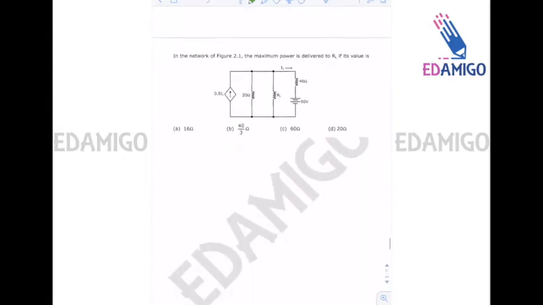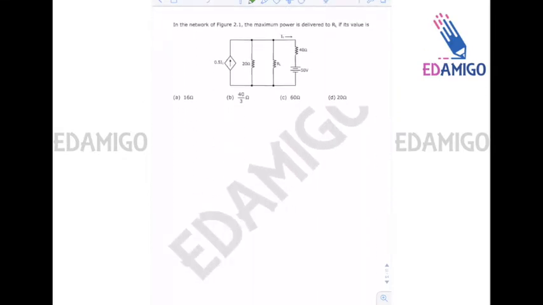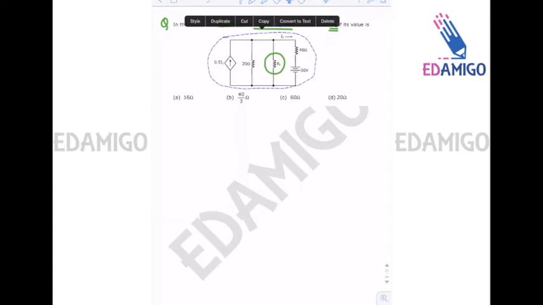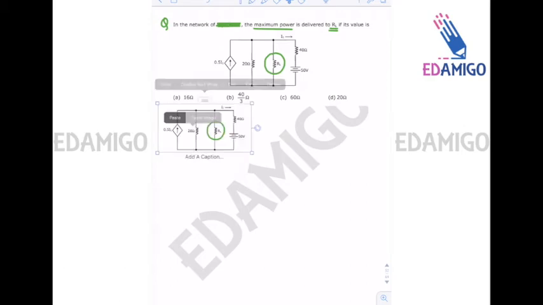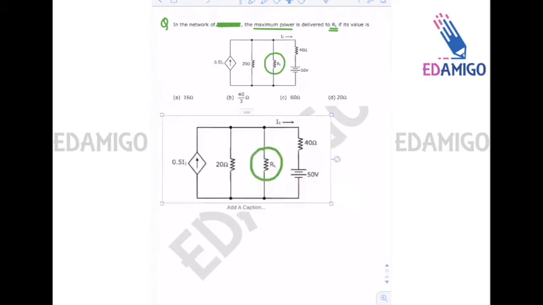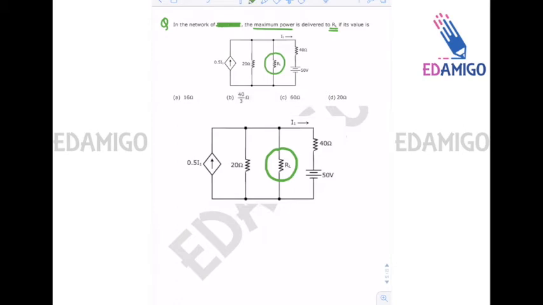So let's begin with the first question. We have to find the value of RL, so that maximum power is delivered to the load. As we know, for maximum power transfer, RL should be equal to the Thevenin resistance seen by the terminals across the load.